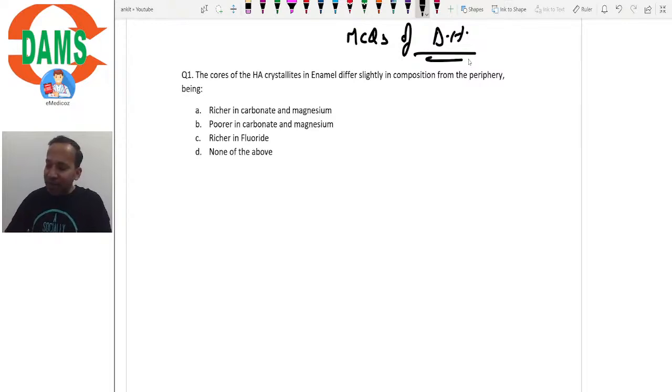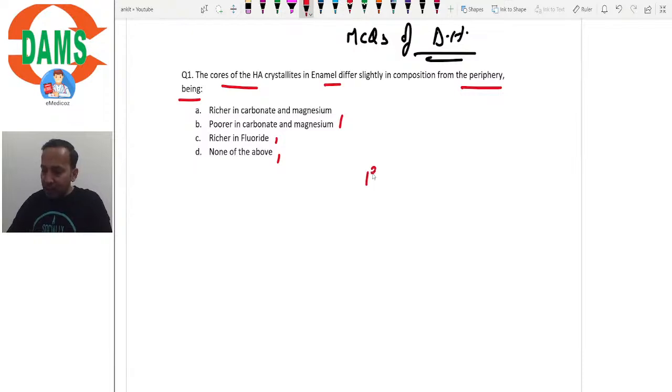The cores of the hydroxyapatite crystallites in enamel differ slightly in composition from the periphery, being... So first of all, we need to understand what the question wants to ask. It is asking what is the feature of the core that differentiates it from the periphery. So options are: it is richer in carbonate and magnesium, it is poorer in carbonate and magnesium, it is richer in fluoride, and option D is none of the above. And as Palak said, the core is richer in carbonate and magnesium.